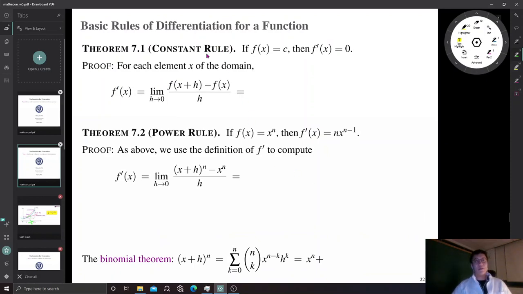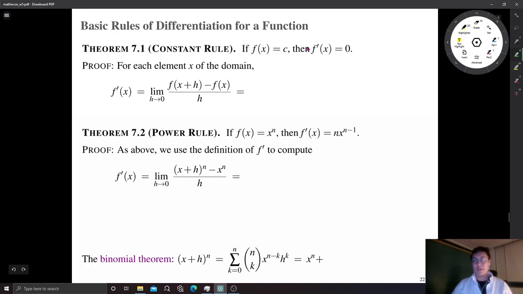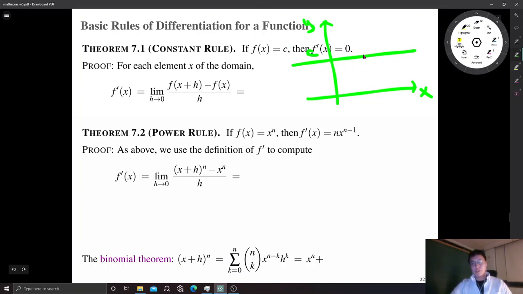So let me start with the constant rule. When f of x is given by a constant function c, its derivative is going to be 0. That is quite intuitive because a constant function's graph is going to be a horizontal line on the xy coordinate system, meaning that y does not respond at all to change in x. Okay? So it's fixed by some constant c.